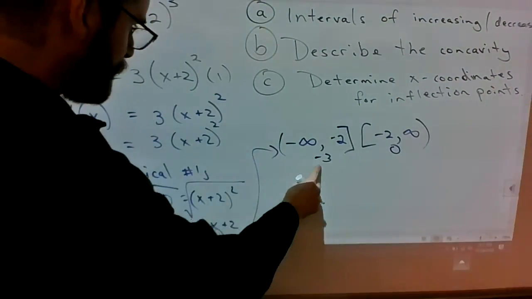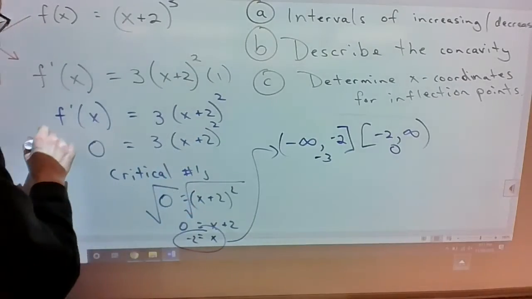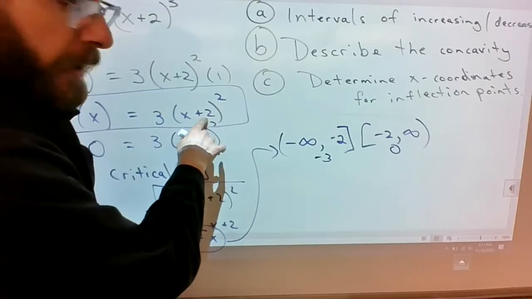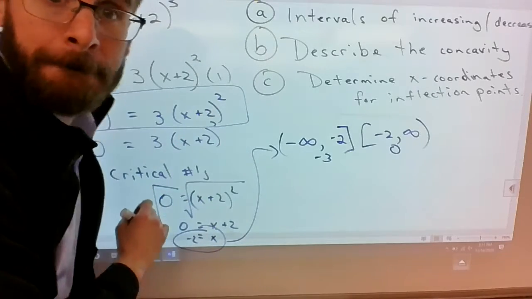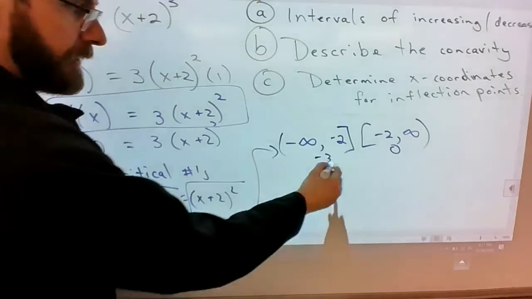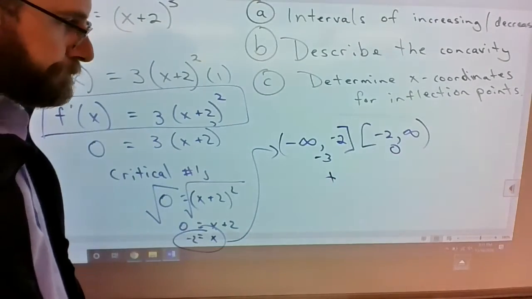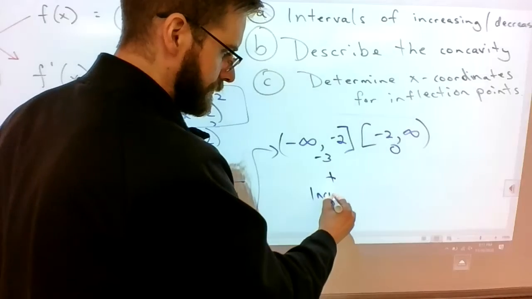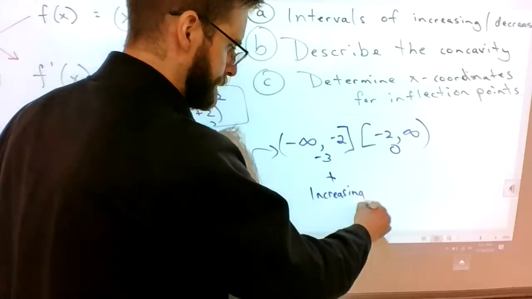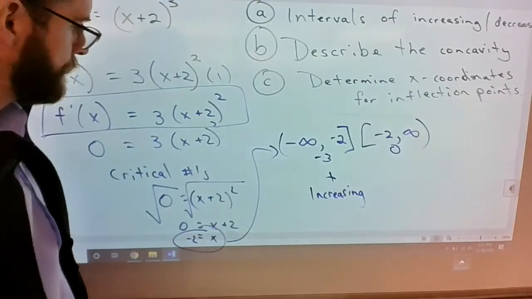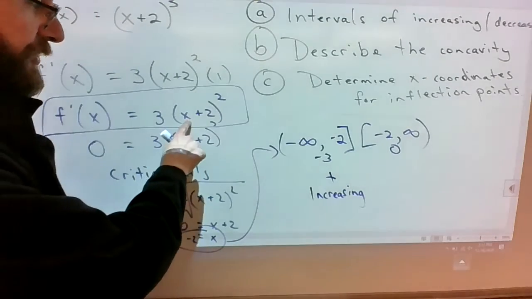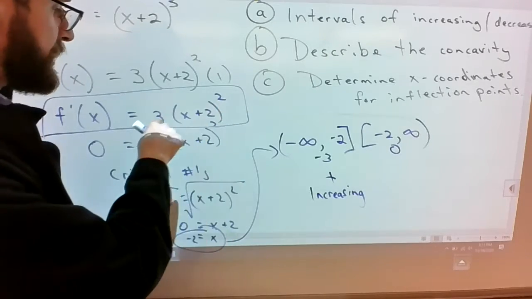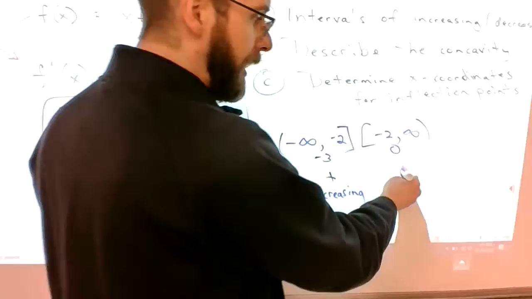So if I plug negative 3 into this derivative right here, negative 3 plus 2 is negative 1. Negative 1 squared, positive 1. Positive 1 times 3, that's a positive value. Which means we're increasing. Test 0. Plug 0 in here. 0 plus 2, 2. Squared, 4. 4 times 3, 12. Also positive.